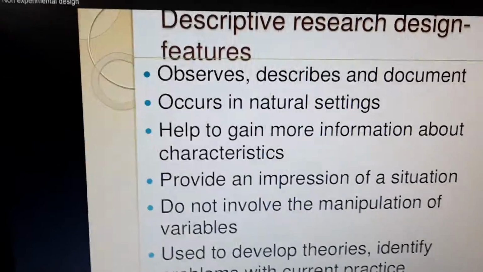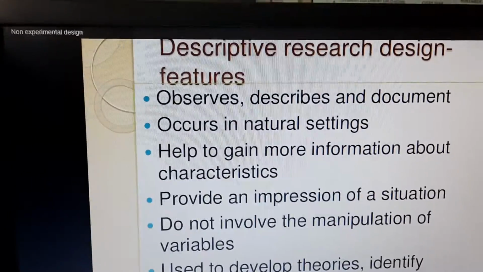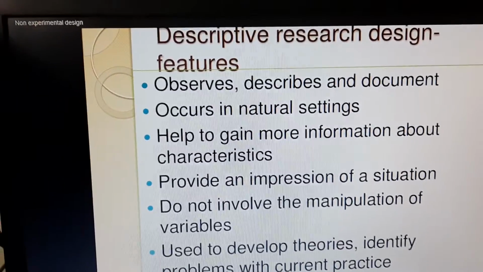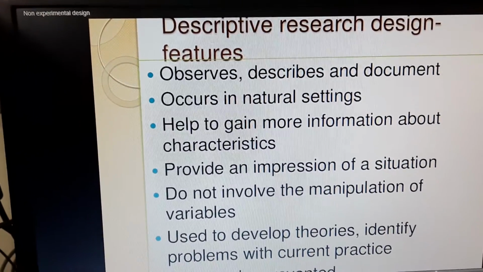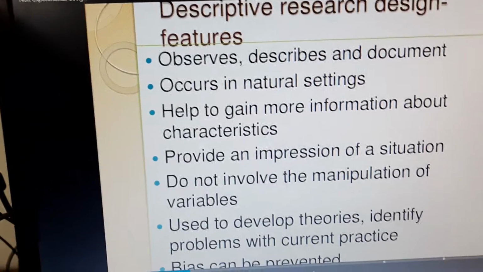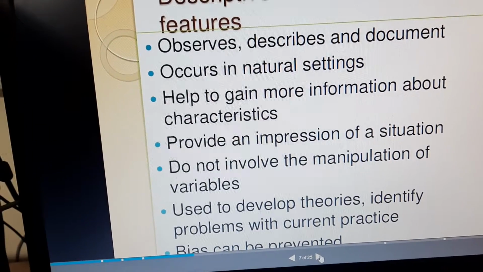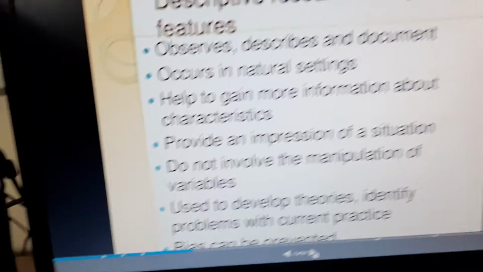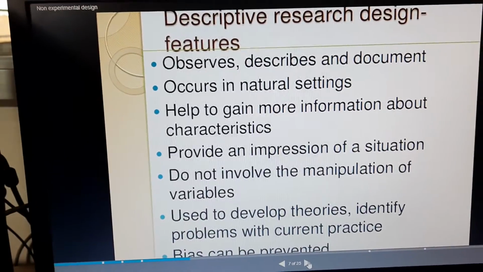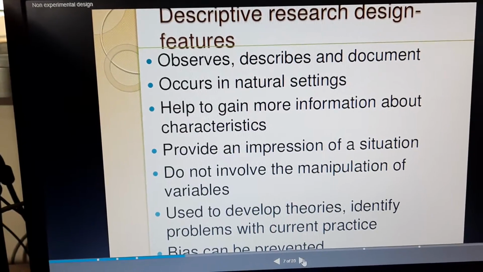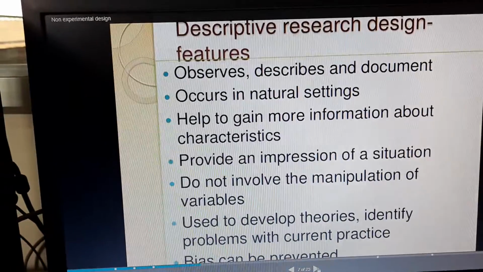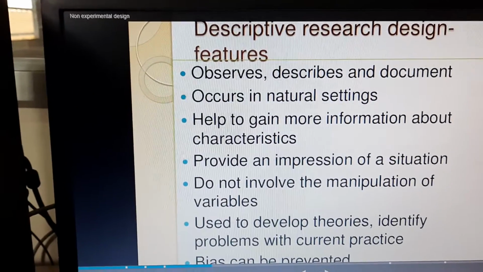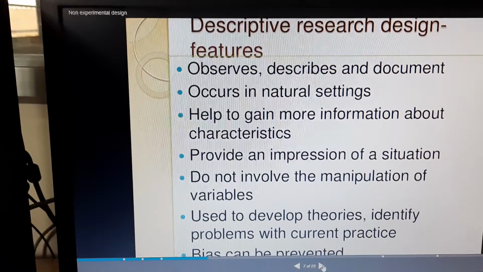Descriptive research design observes, describes and documents what occurs in natural settings. It helps to gain more information about the characteristics, provides an impression of the situations, does not involve the manipulation of variables, is used to develop theories, identify the problems with the current practices, and bias can be prevented. Once again, that is a descriptive research design.